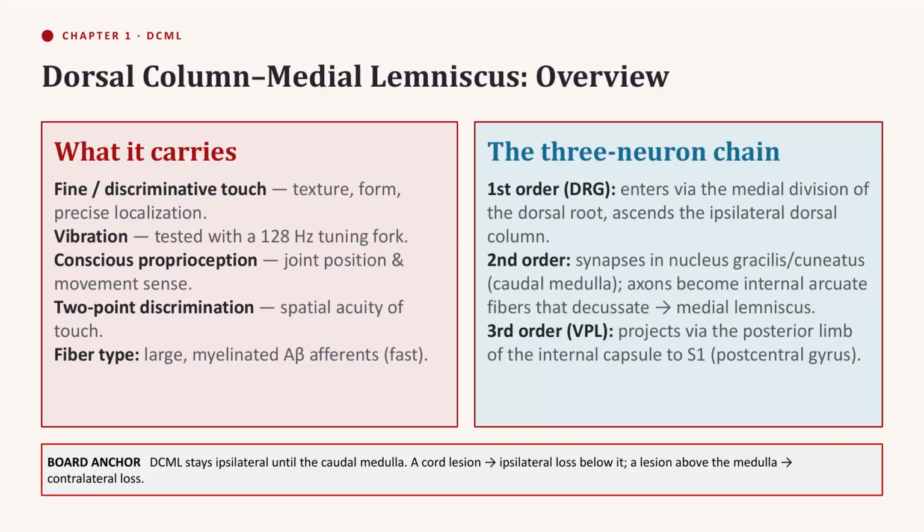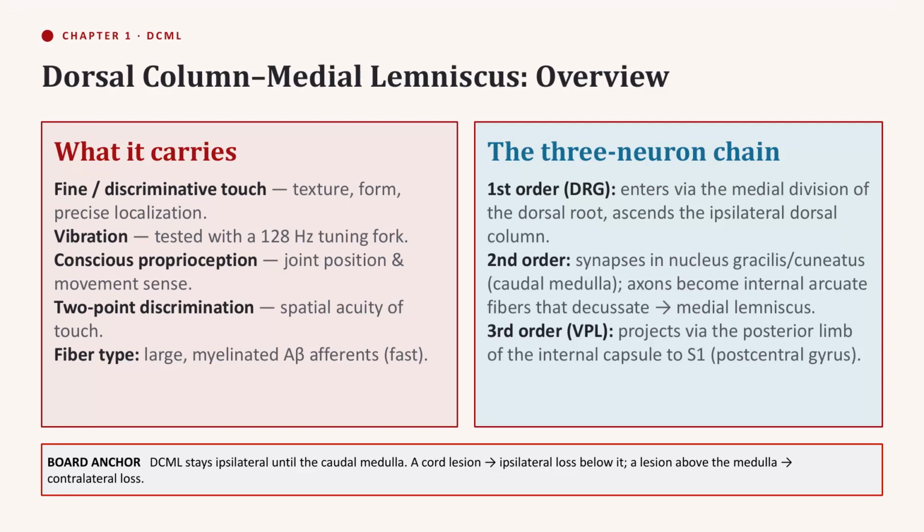On the right, the 3-neuron chain, and I want you to learn it as a rhythm you can recite. First-order neuron, cell body in the dorsal root ganglion, enters through the medial division of the dorsal root, ascends the ipsilateral dorsal column. Second-order neuron, synapses in nucleus gracilis or cuneatus in the caudal medulla. Then its axons become the internal arcuate fibers that decussate and form the medial lemniscus. Third-order neuron sits in the VPL nucleus of the thalamus and projects to S1, the postcentral gyrus.